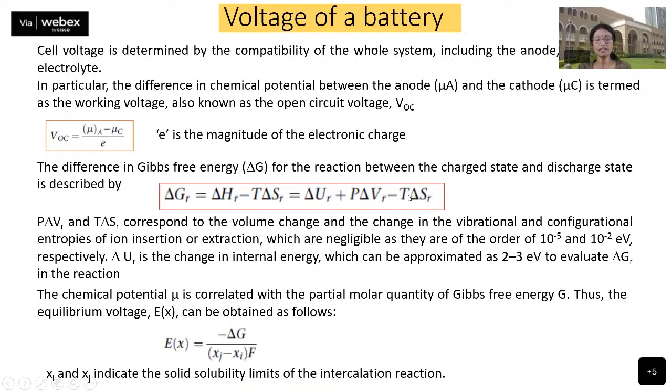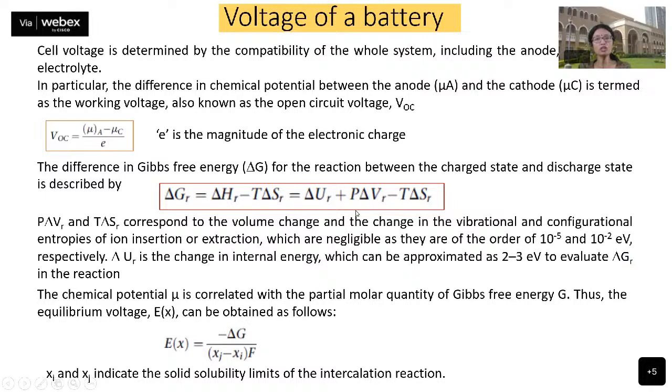Now this delta S corresponds to the change in the vibrational and configurational entropies of ion insertion and extraction. These are generally negligible, because the order is around 10 to the power minus 5 and 10 to the power minus 2 electron volt respectively. So you can neglect this T delta S value. What you are left with is delta V, the change in potential, and the change in internal energy, which is generally 2 to 3 electron volts.